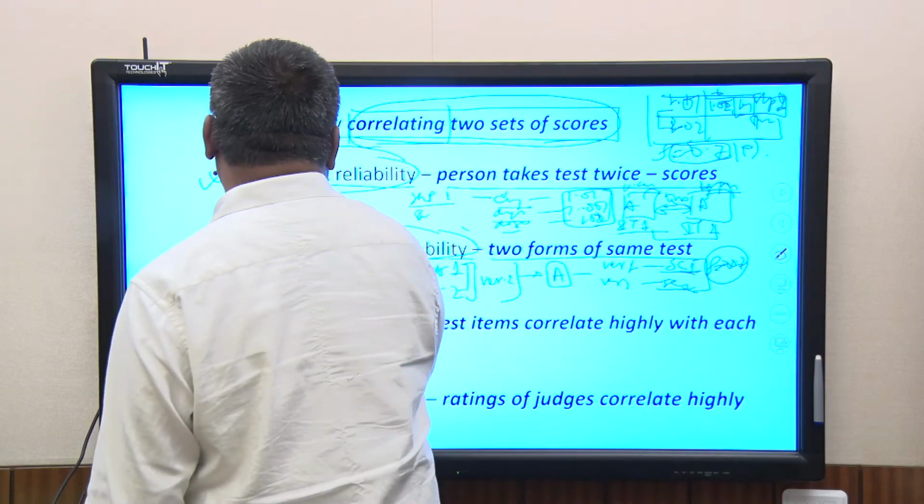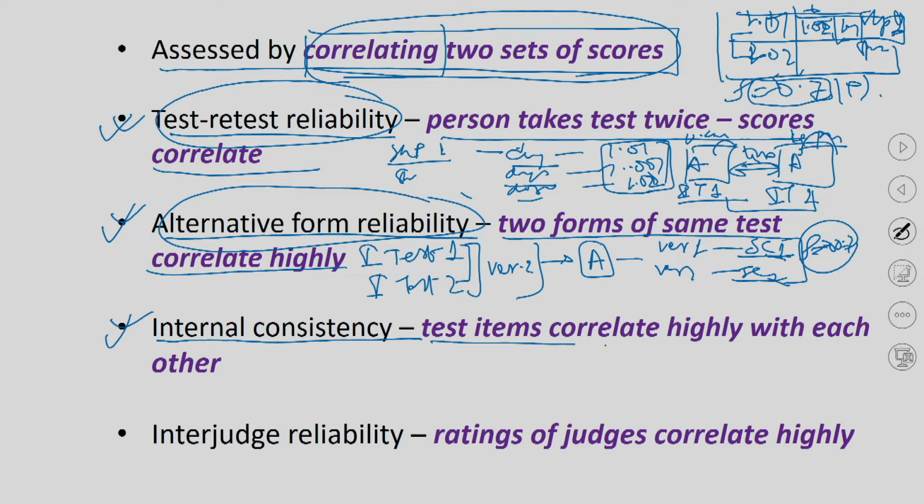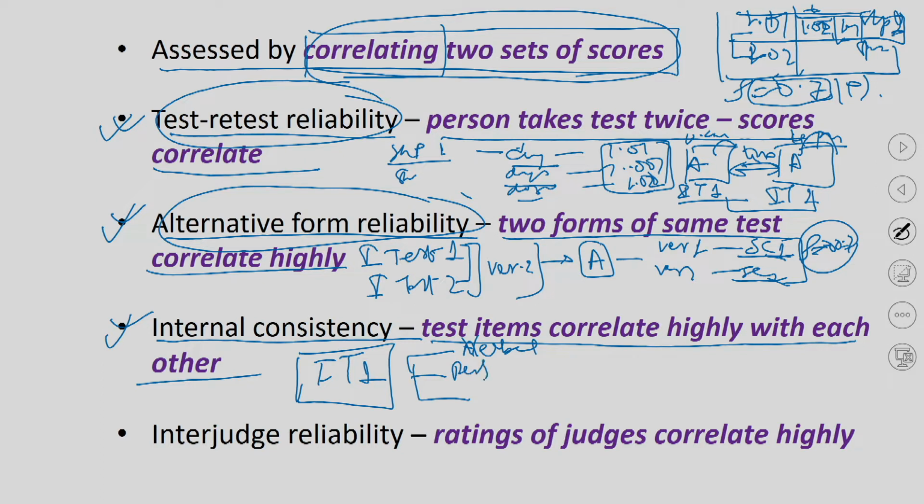The third form of reliability is called the internal consistency reliability. Test items correlate highly with each other. Let us say I have an intelligence test IT1. Now, IT1 measures 3 abilities: verbal ability, performance ability, and spatial ability.